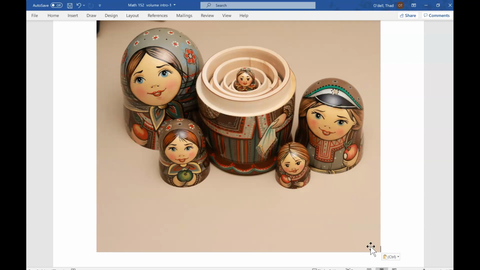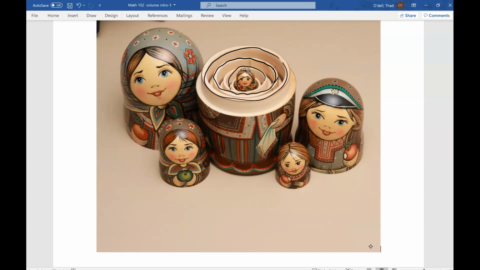And this is a great example of the shell method, because you can see the shells. This is an example of a shell right here. Then there's another shell inside of it, another shell inside of it. Here's a shell on the outside. If these shells were right up next to each other and filled the whole space, you could find the volume of this thing by finding the volume of each one of those shells.